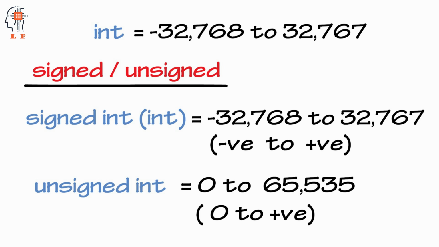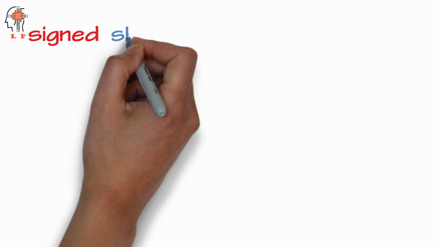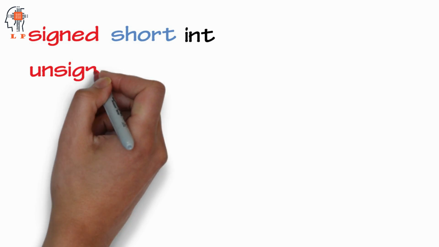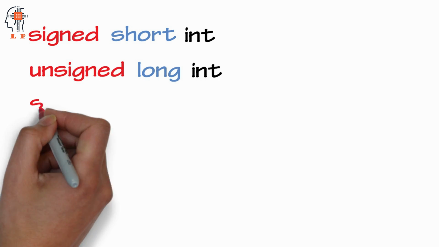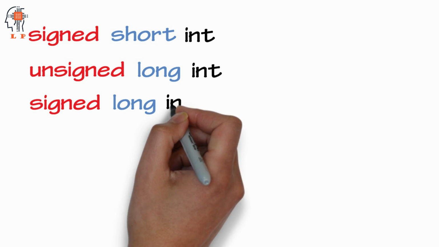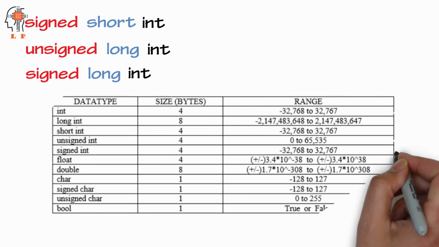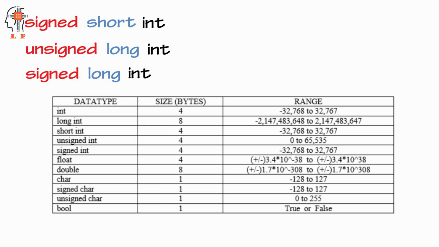And also you can combine these two modifiers together. That means you can have signed short int, you can have unsigned long int, you can have signed long int, etc. Also, I have included a table describing data types, modifiers, their memory and the corresponding range of values that it can store. It is better that you have a table with you like this. You can download it from Google or from my Telegram channel, or you can screenshot this table. But it's better you have a clear understanding about modifiers and their range.